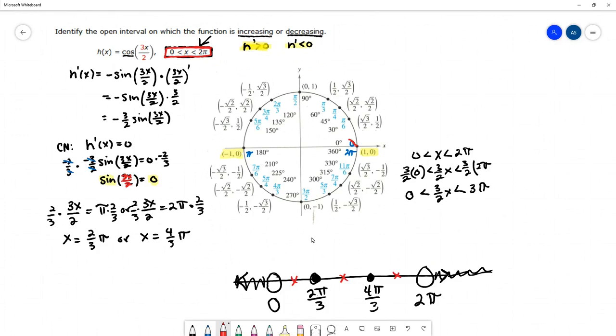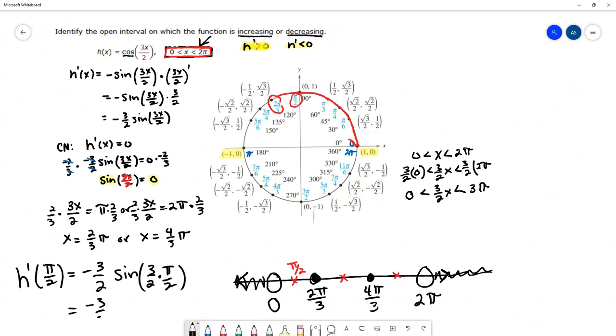So I need to pick a test point from 0 to 2 pi over 3. So 2 pi over 3 is right here. So I'm going to pick my test point as some angle along this part of the unit circle. So how about a nice one like pi over 2? Pick pi over 2, substitute it into the derivative. We're doing h prime. H prime at pi over 2 would be negative 3 over 2 sine 3 over 2 times pi over 2.